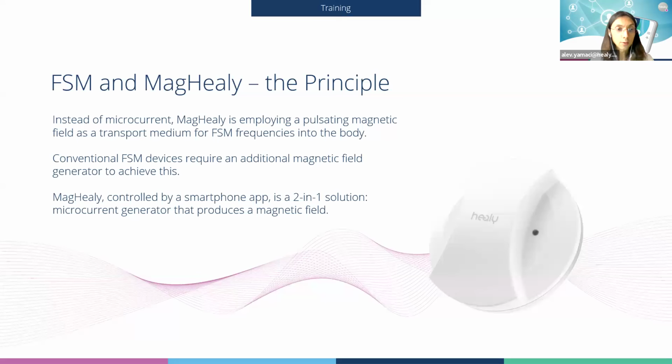Yeah. So instead of microcurrent, we are using this pulsating magnetic field. And of course, since it's smartphone controlled, it's quite easy. And at the end of the day, you have a two-in-one solution. So you have something that creates magnetic fields, and in our case, two magnetic fields, very easily used with a smartphone.